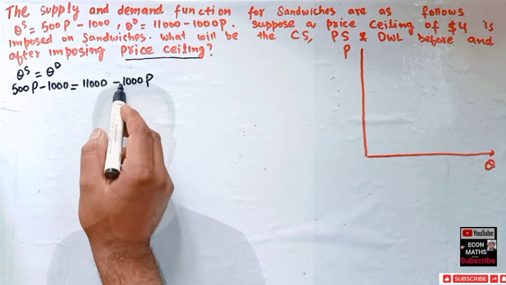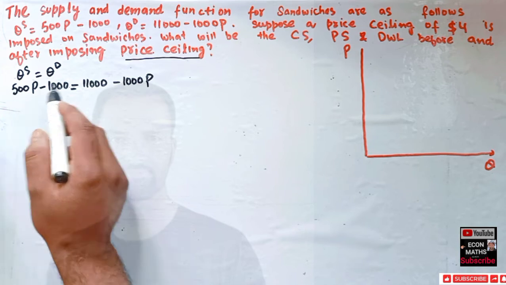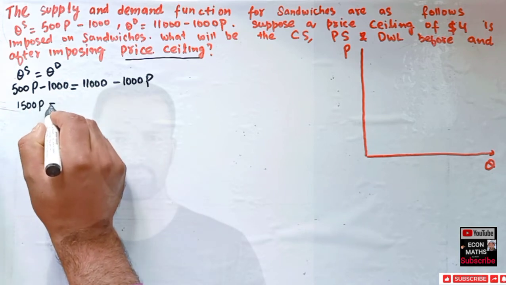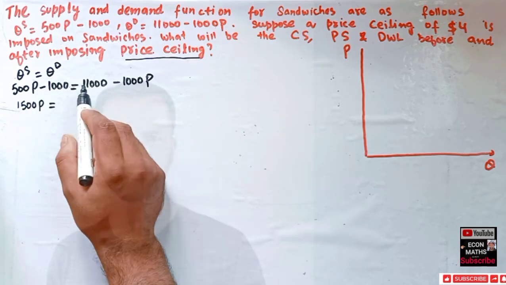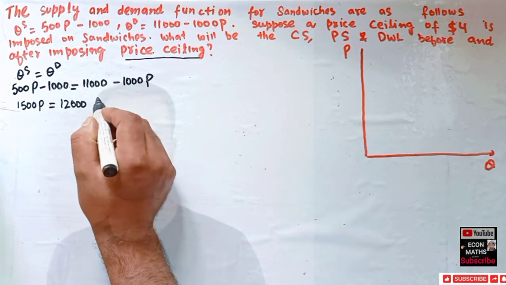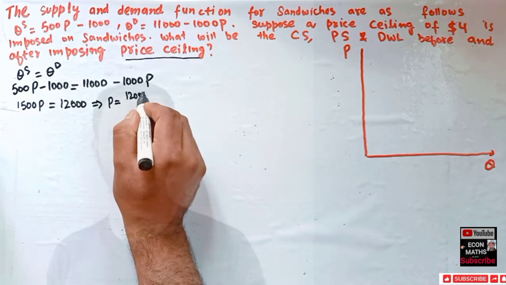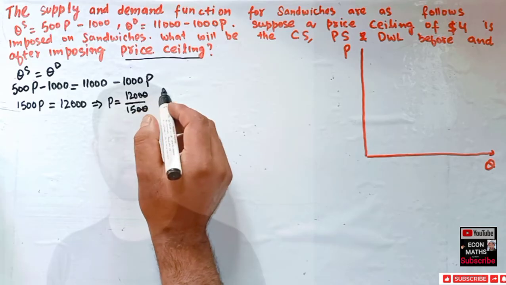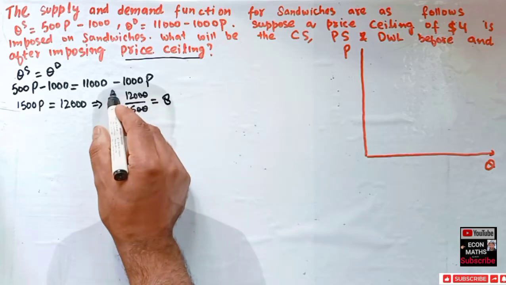So just transposing this negative 1000p to the LHS, this will become 500 plus 1000, which is equal to 1500p. It is equal to 11,000; transposing this negative 1000 here, it will become positive. So 11,000 plus 1000 is equal to 12,000, which implies p is equal to 12,000 over 1500. This gets cancelled, and when we solve, it comes out to be 8. So our equilibrium price is 8.